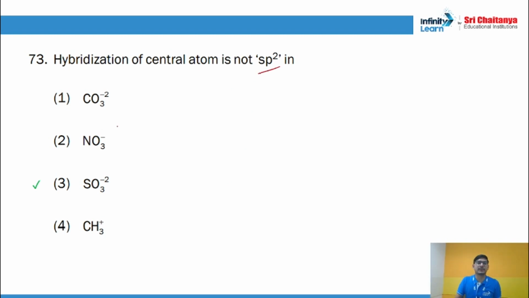Hybridization is not sp2. So you have to find out the hybridizations and you'll see that in the sulfite ion the hybridization is sp3, right? It's like this. So it's sp3 hybridized. So this is the correct answer.